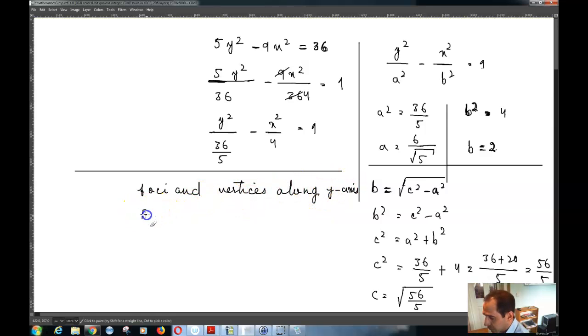So if that's the case, then for example f1 is going to be equal to, along the y-axis, your x is equal to 0, and that would be a. For example, f2 would be 0 comma negative a. And the vertex v1 would be 0 comma, actually this is supposed to be c, and this is negative c, and this is a, and v2 is supposed to be negative a.